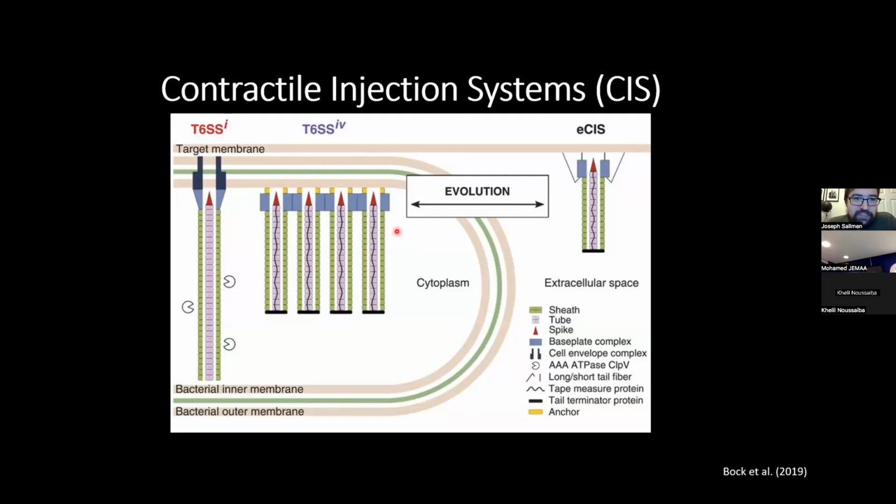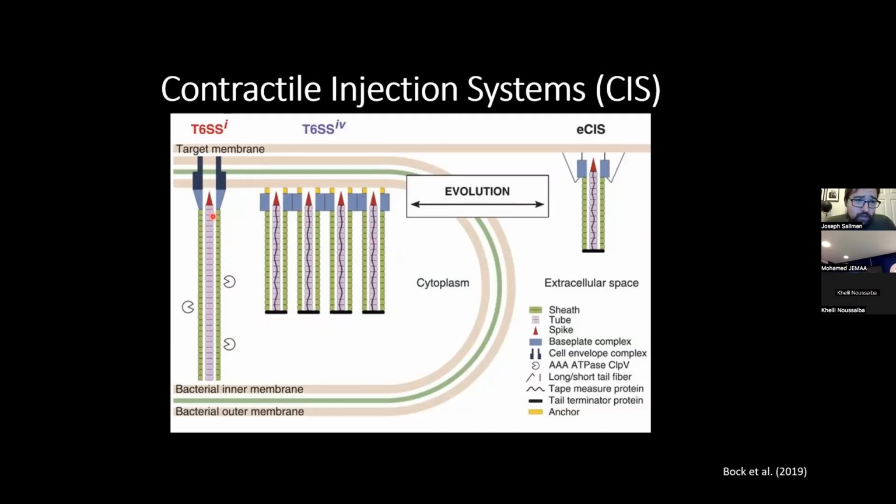What happens is that it starts with the type 6 secretion system, and then there are other types of systems that are not as embedded in the membrane. They can be brought to the membrane. And then there are molecules that exist outside the cell, which we call extracytoplasmic CIS, or eCIS. And the whole purpose of these things is basically to help bacteria compete against other bacteria.